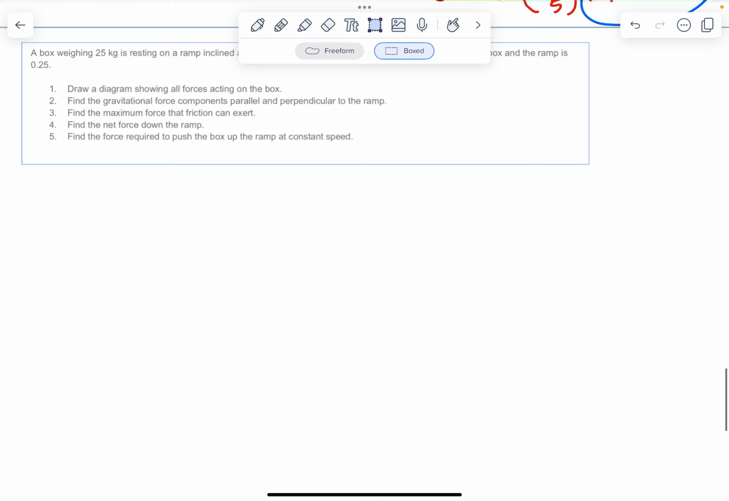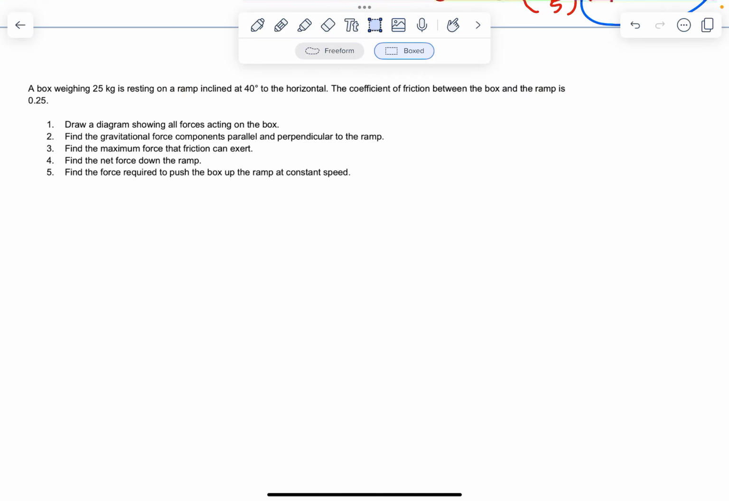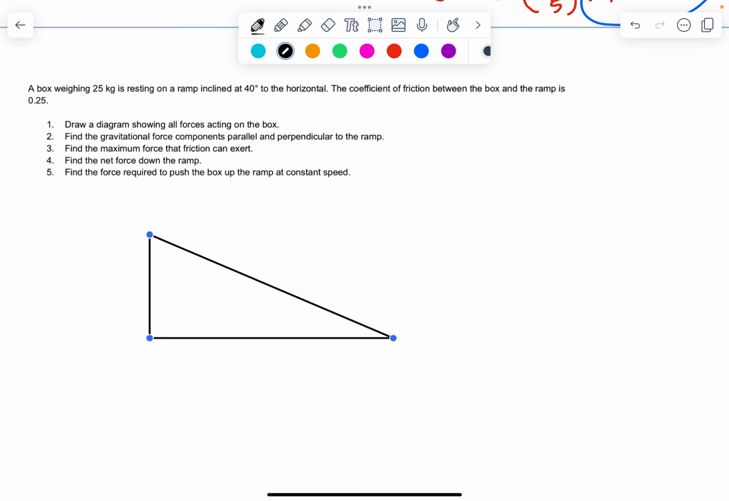Okay. So a box weighing 25 kilograms is resting on a ramp incline. Okay, so we got to draw a diagram, step 1. Okay, 25 kgs, here's our box. Well, whatever, circular box. Great. And it's a 40-degree angle to the horizontal. This is 90 degrees. Gravity pulls straight down towards the earth. And so the force of gravity here is going straight down. It has a magnitude of 25.